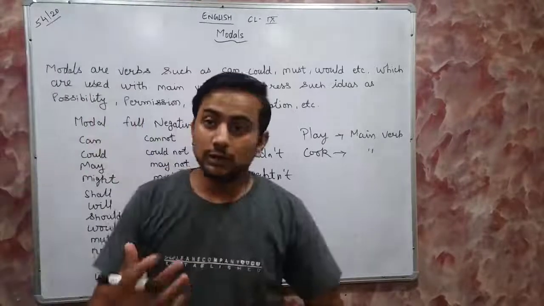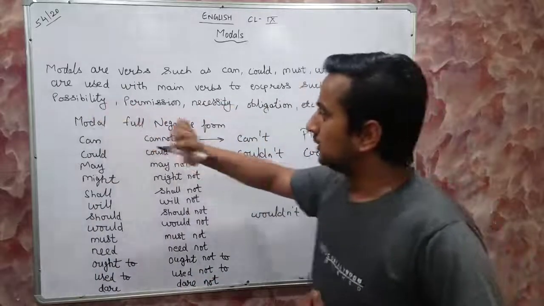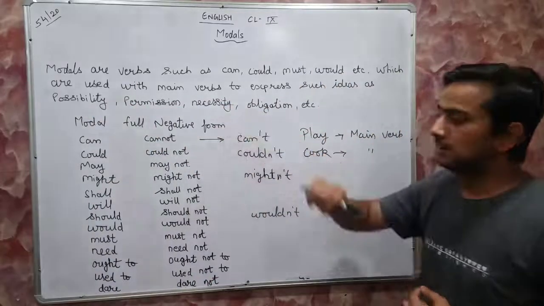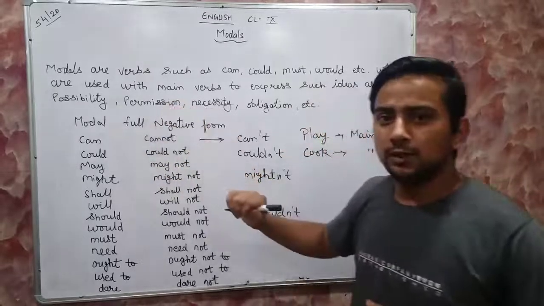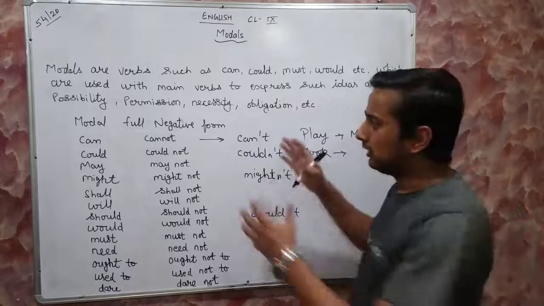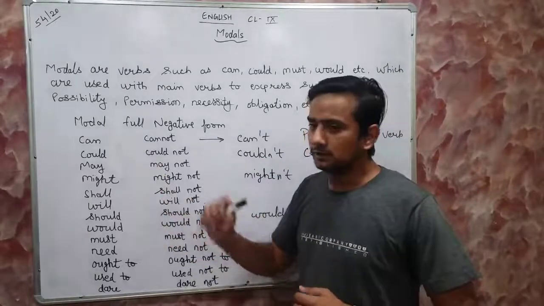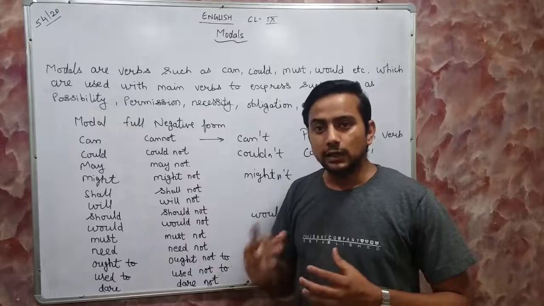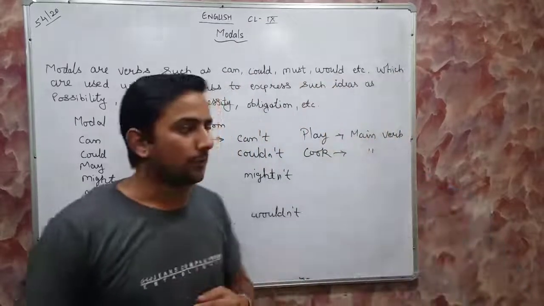Where we use these modals, you understand by this definition: for some possibility, for permission, for necessity. But which particular modal will you use to take permission, which to get obligation? So now we will learn the uses of these particular modals, in what case, in what condition we use what kind of modals. So we will learn the uses of modals now.